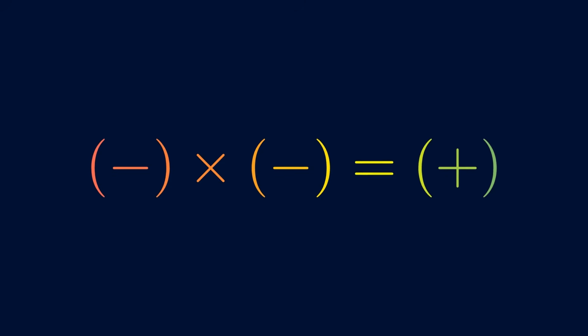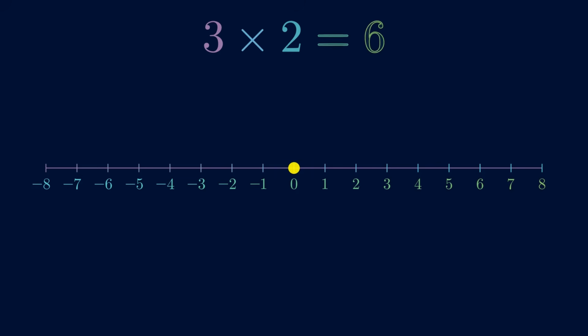So even before we deeply understand why, the structure of arithmetic already demands it. Negative times negative equals positive. Now, let's make this visual. Imagine a number line. Positive movement means moving to the right, and negative movement means moving to the left. Simple. Take 3 times 2. This means moving 2 units right 3 times.